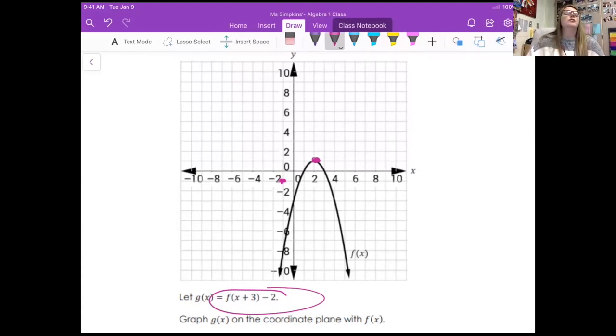From there, just try your best to draw it. It doesn't have to be perfect. I'm not an artist, so don't judge me, but that's about as good as my drawing's going to be. I more care that your vertex is in the right place. That's what I'm going to be looking for, and that it generally looks like a parabola.